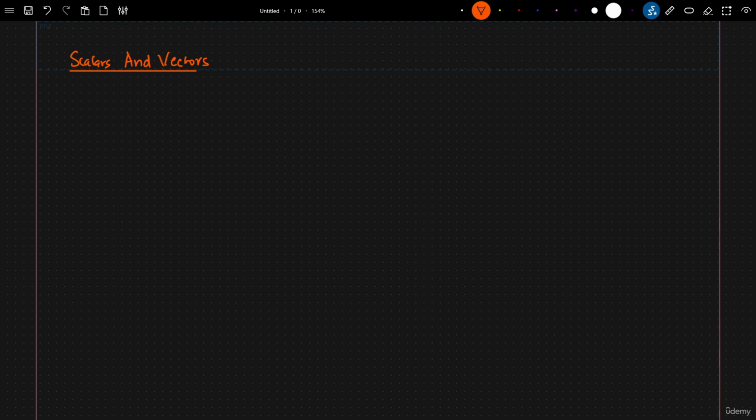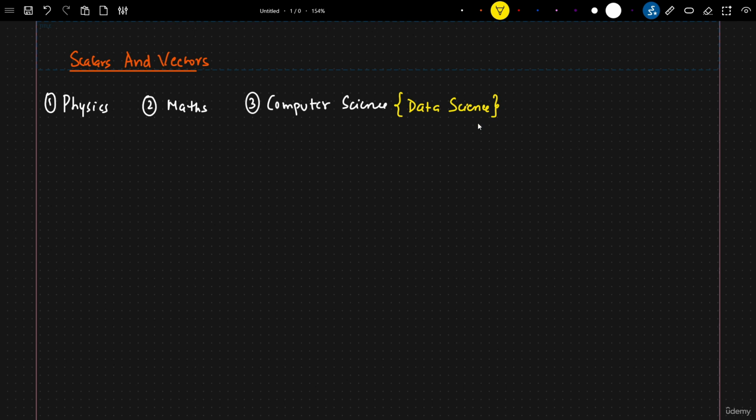So first of all, understand that scalars and vectors are not used only in data science. There is a different definition and application specifically when we use them in fields like physics and mathematics, and the third one is as a computer science grad. My main aim in this course will be to understand the application of scalars and vectors specifically with respect to data science, whether you're working as a data scientist or data analyst.